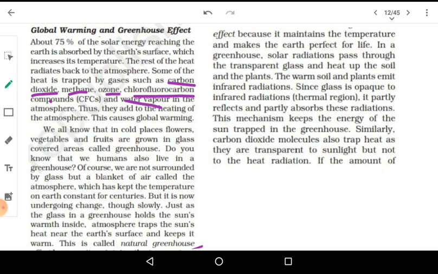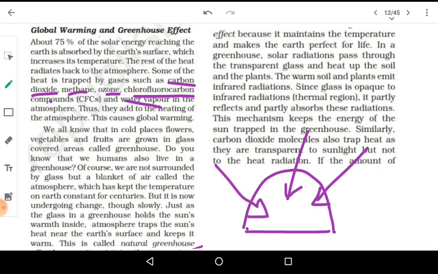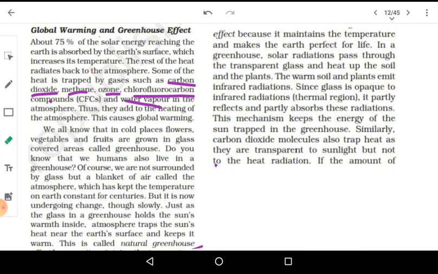Now, let us study the natural greenhouse effect. Natural greenhouse effect means our earth is like a greenhouse. You might have seen a greenhouse, right? It's a glass house where the plants are grown. Once the sunlight or the radiation enters inside, it does not go outside, that is, it is trapped inside the greenhouse. The same thing is happening on the earth also. Due to the presence of these greenhouse gases, the temperature of the earth remains nearly constant.